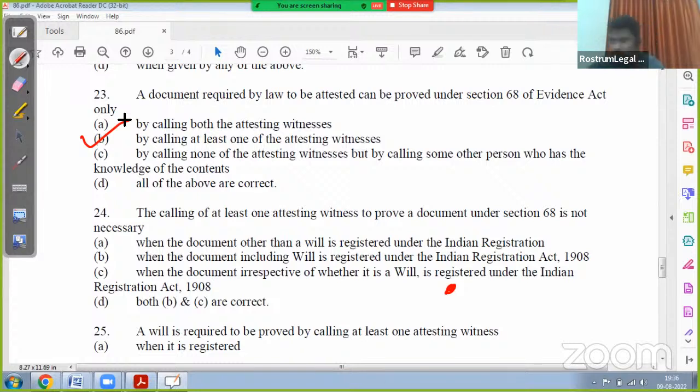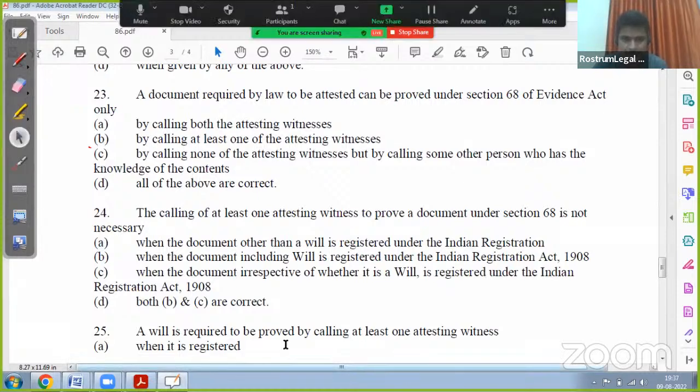When a particular document is registered under Indian Registration Act, then what will happen? Section 68 में ही इसका आंसर है that when a document other than a will is registered under Indian Registration Act, such document doesn't require any kind of proof from the attesting witness. So its correct answer will be option A.